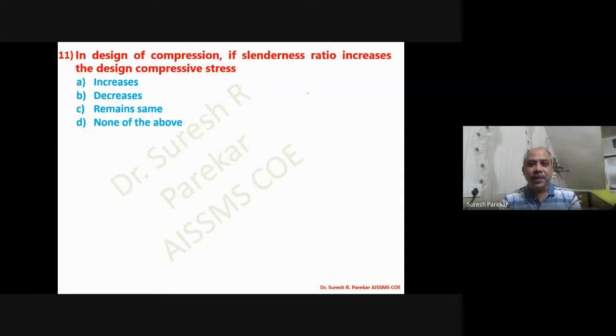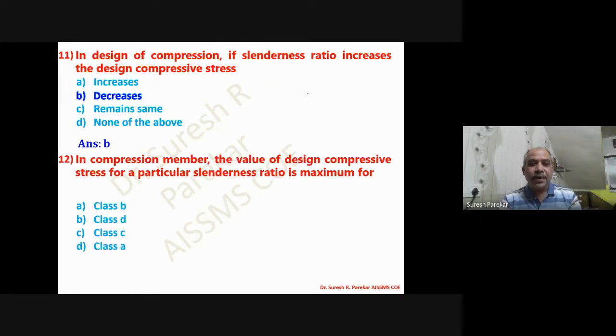In design of compression member, if slenderness ratio increases, the design compressive stress obviously decreases. If you go to table 9 A, B, C, D, then you will get the answer for this. Then in compression member, the value of design compressive stress for a particular slenderness ratio is maximum for which class? Now you can go to table 9A, B, C, D, and then you will get the answer for this: class A.